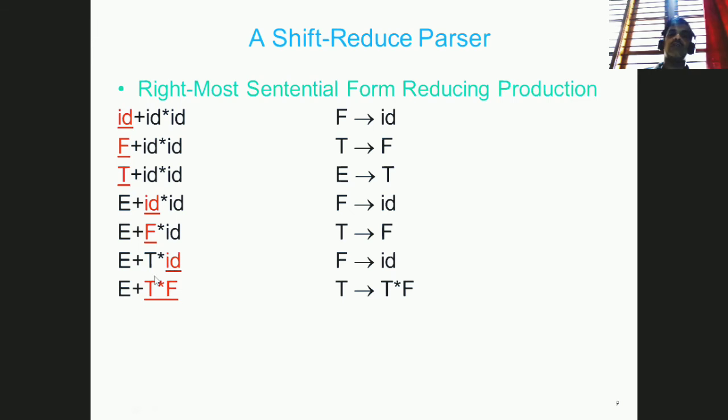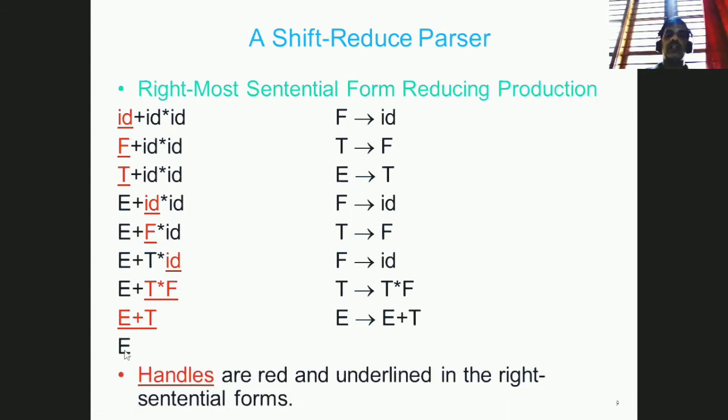Now T star F becomes my handle. T star F matches the left hand side of the production, that is T. So my next grammar sentential form becomes E plus T. Then E plus T becomes a handle for me, which gives E derives E plus T. So finally I get E and say that the string has been parsed successfully, because we are able to reach the starting symbol E.